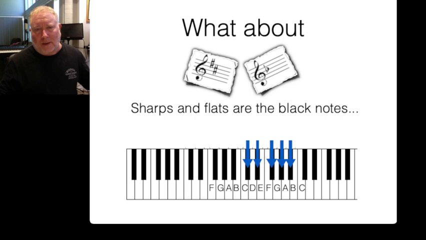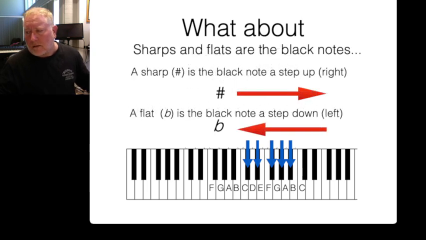Now, sharps and flats, which we often talk about, are basically the black notes. If we go C, D, E, F, G, you'll notice that in between C and D, there's a black note. So what's that all about? Well, sharps and flats are the black notes. A sharp is the black note a step up or to the right. So if we go from C up to the next nearest black note, we would call that C sharp.